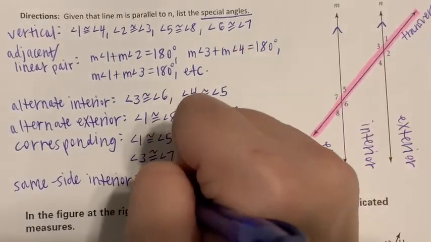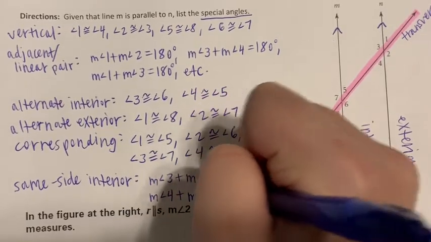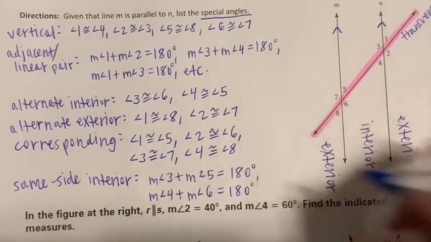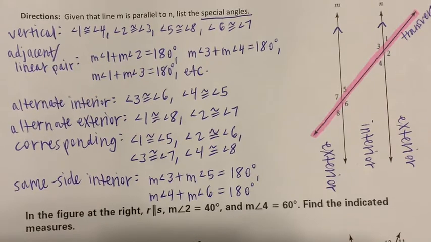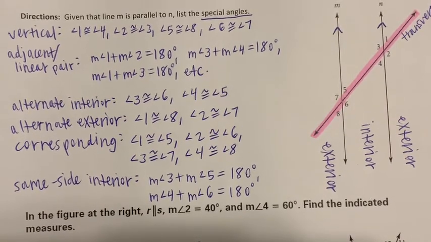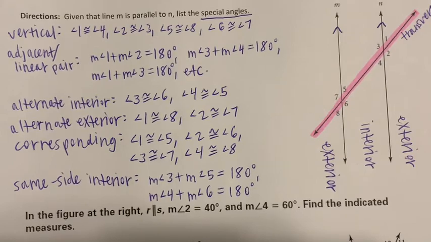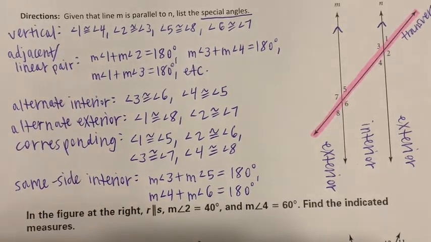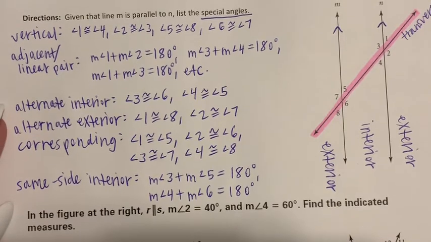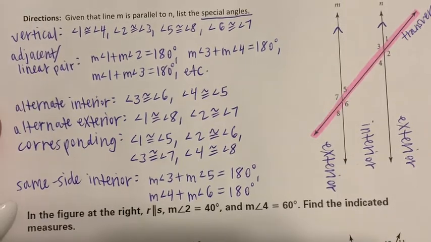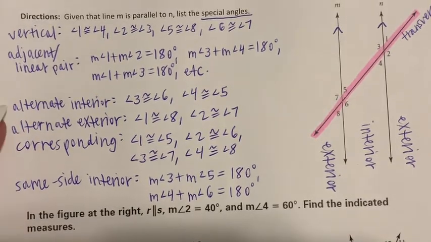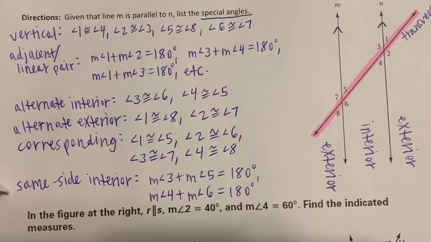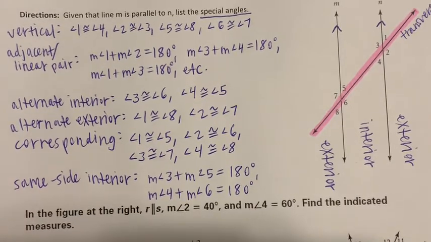So I could say that the measure of angle 4 plus the measure of angle 6 is equal to 180 degrees. So there are a lot of different types of special angles. We had previously learned about vertical angles and our adjacent linear pairs, but then today we learned 4 new special types. A lot of the times you can look at the name, and the name will kind of give away what the relationship is between the angles, but these are terms that you will need to get to know in order to classify these angles.